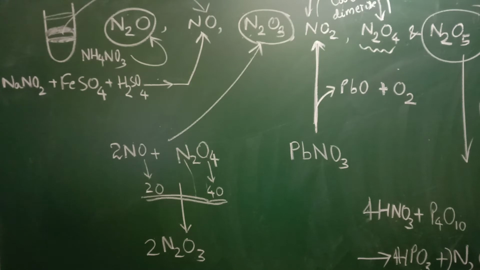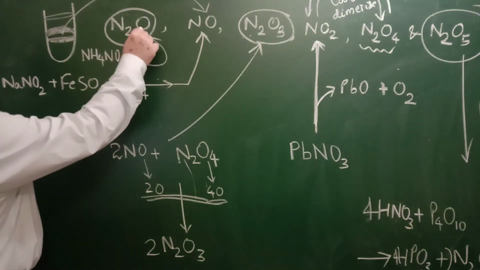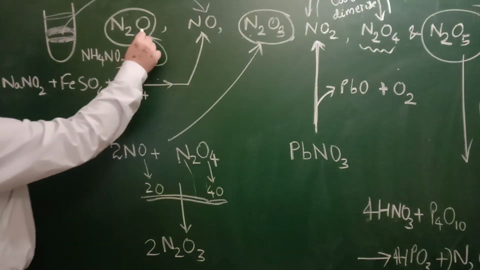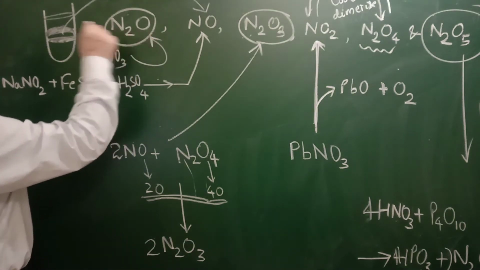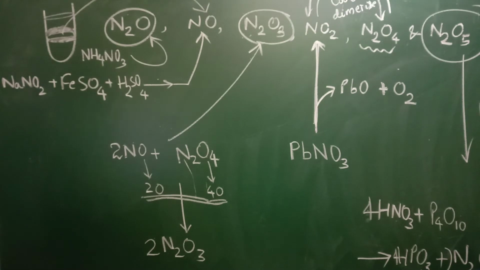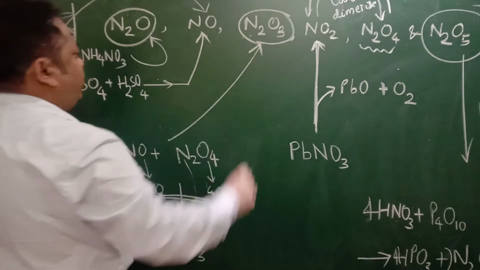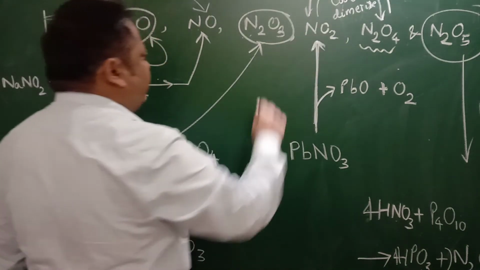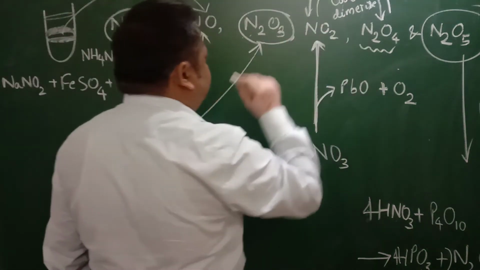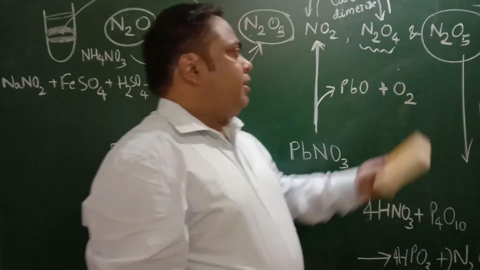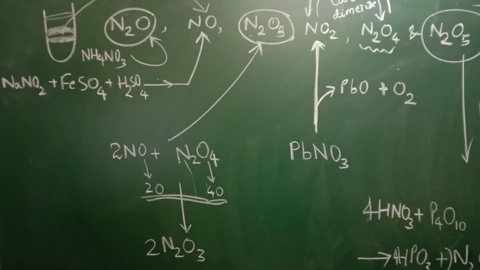One more thing we can learn here is how we can name these oxides. This is having the least number of oxygen as compared to the number of nitrogen atoms. That means the percentage composition of oxygen is least, so we will call it nitrous oxide. We will call it nitric oxide. We will call it dinitrogen trioxide. We will call it nitrogen dioxide. We will call it dinitrogen tetroxide, and this will be dinitrogen pentoxide. This is how we name it.